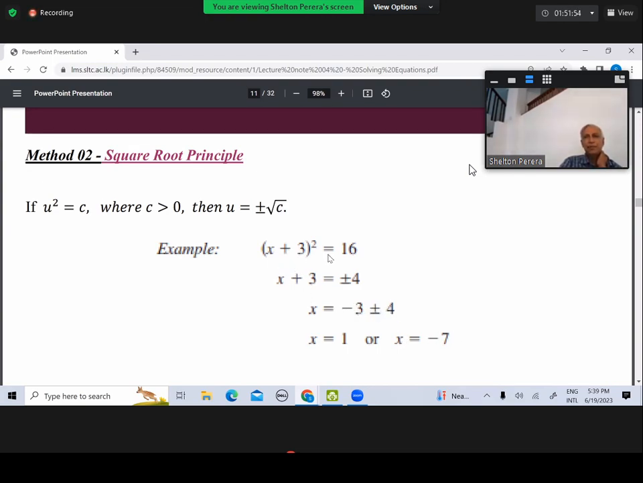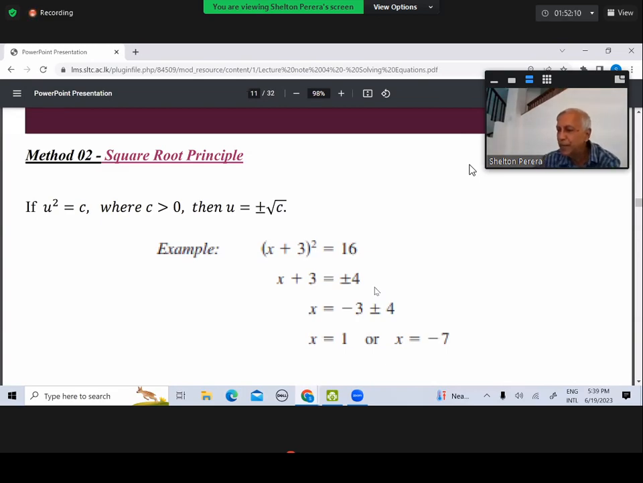One could take this to the other side and do factoring, but see, x appears inside a square. So you can just extract the square root and do the problem.